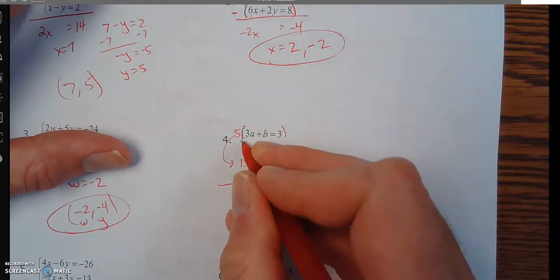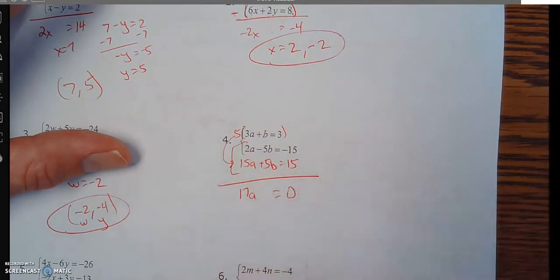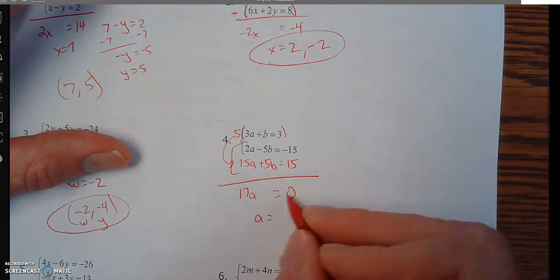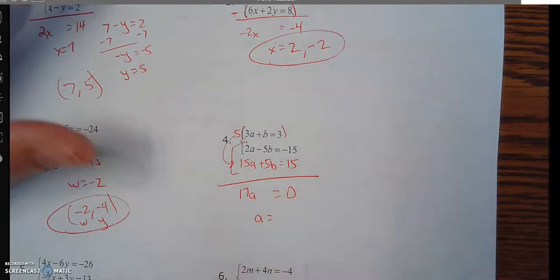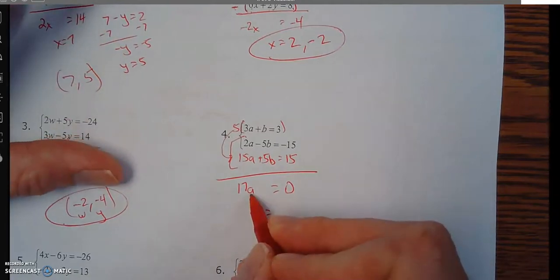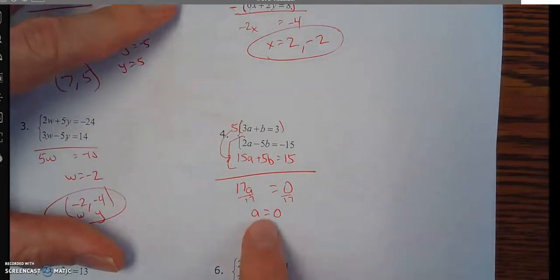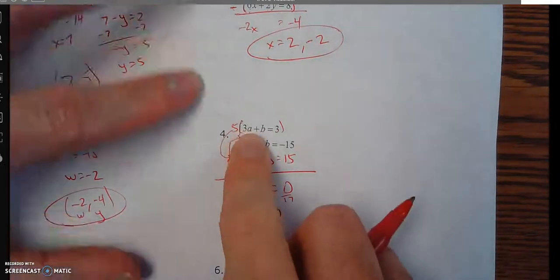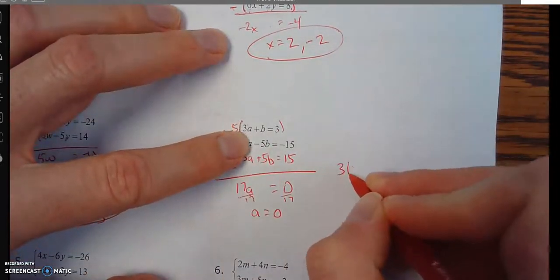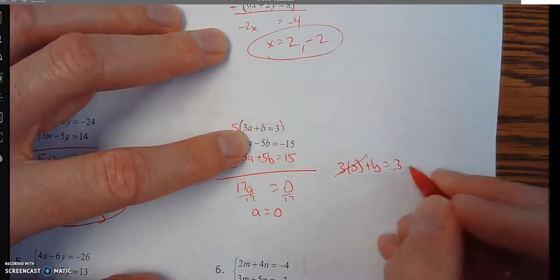And then between these two, add straight down, 17a equals 0. That means that a, divided by 17, now some people look at this and say, uh-oh, no solution. No, there's still an a there to solve for, divided by 17. 0 divided by 17 is 0. Okay, I'm going to plug that into the very first one. So 3 times 0 plus b equals 3. Well, that's 0, so b equals 3.